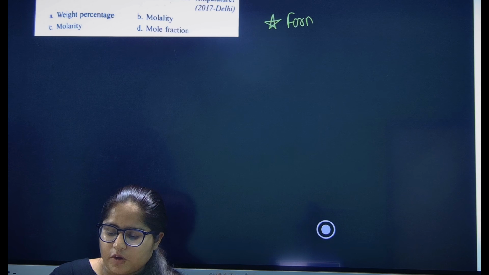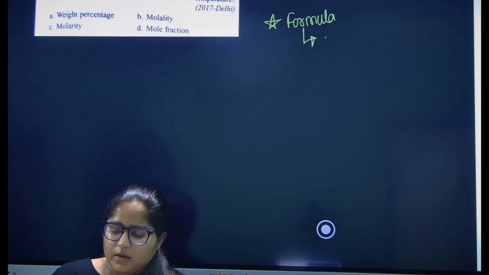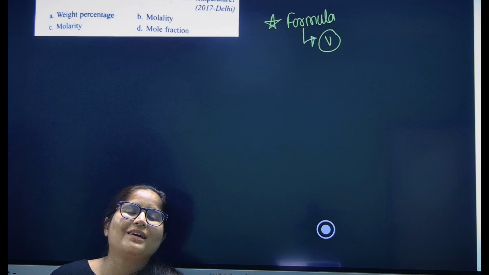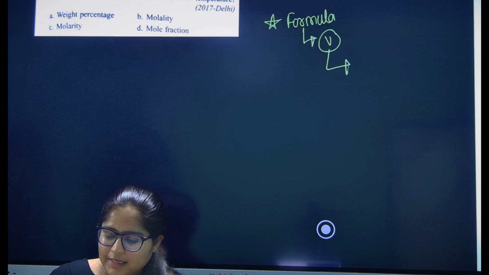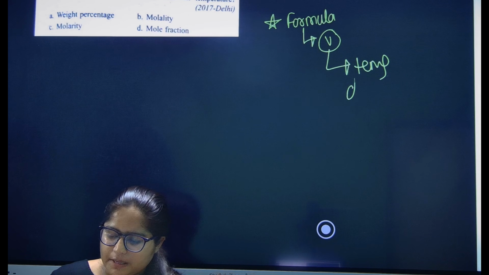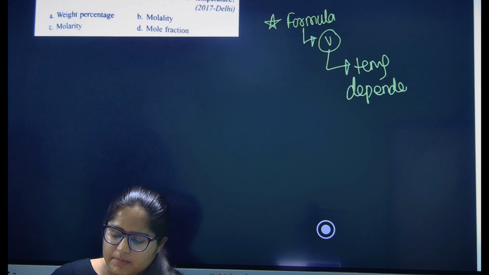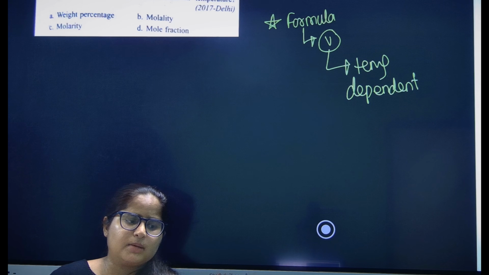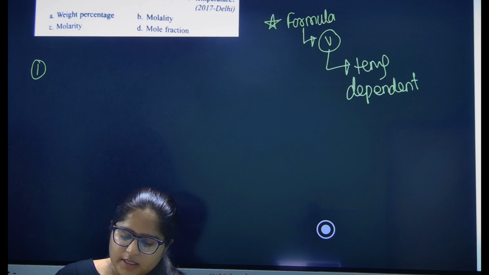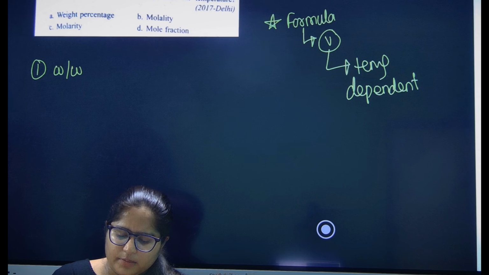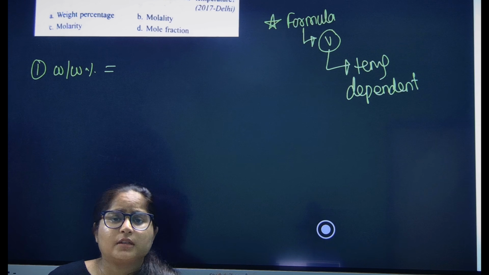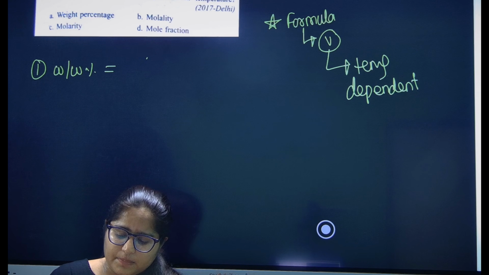If the formula contains volume, then it is temperature dependent. That's all, simple, one line. First question, they are saying weight percentage, W by W percentage. So mole weight, kilo weight. So ma'am, it is temperature independent, there is no volume.